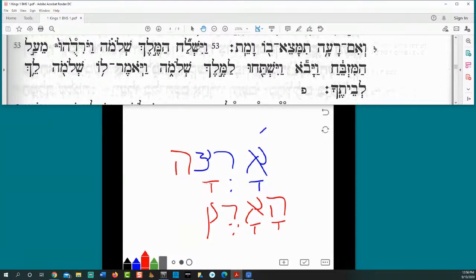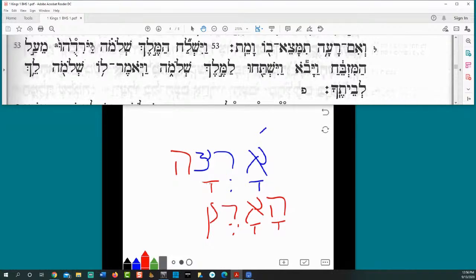Vayishlach, so from shalach, a very standard, nice looking form here. Kal, vav consecutive imperfect, third singular from shin, lamed, chet. So, and he sent, right? Who did? Who's the subject? Hamelech Shlomo, a noun in that position. Solomon the king sent. So in English, maybe just, King Solomon sent.